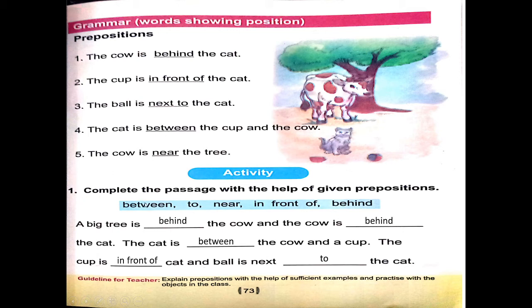Activity: complete the passage with the help of given prepositions. Between, to, near, in front of, behind. A big tree is behind the cow and the cow is behind the cat. The cat is between the cow and a cup. The cup is in front of the cat and the ball is next to the cat.